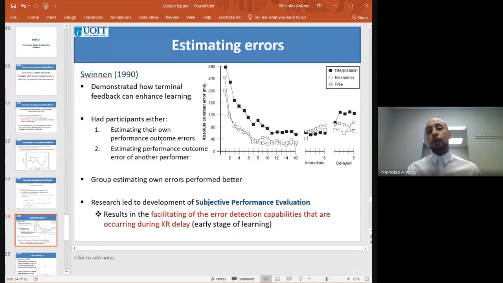And what they did was they had a control group, a group where you estimated your own errors, and then a group where you estimated the errors of someone else. And they found that the benefit happened when you evaluated your own self, which makes sense, because it's improving your own error detection capabilities.